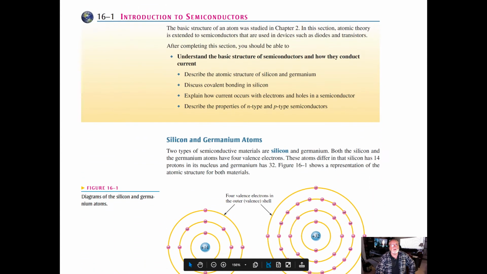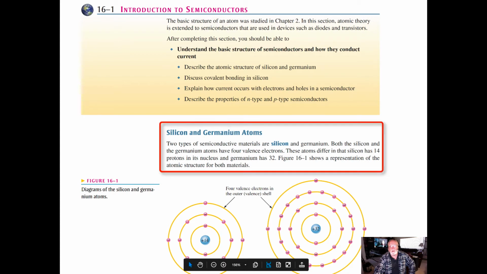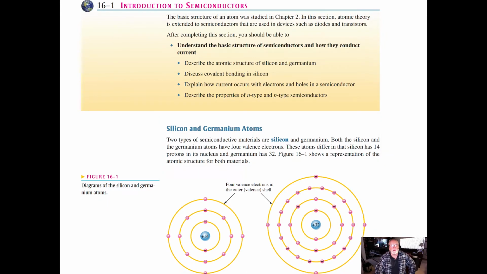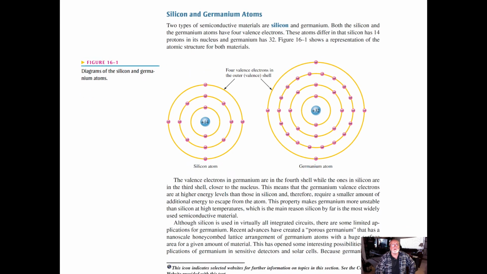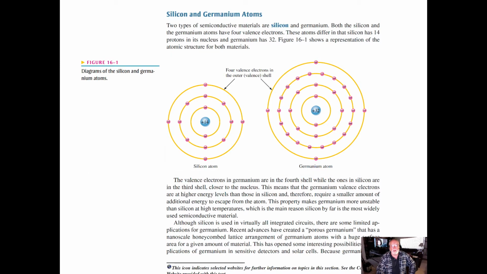So we're going to take a look at an introduction to semiconductors and look at, just real quick, the basic structure of an atom as it applies to a semiconductor. So you've probably already seen that we focus on two types of elements here: the silicon and the germanium. And you can see from the diagram here the difference between the valence electrons in the outer shells for silicon and that of germanium.